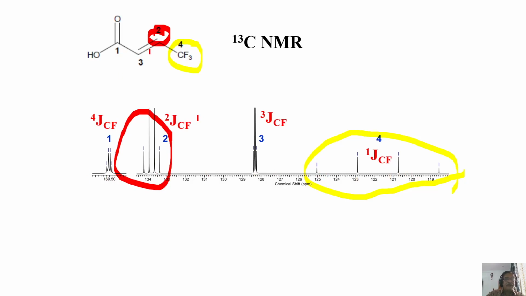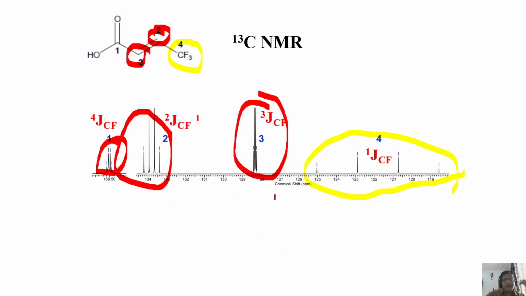What about this one? The next carbon, 3. This is 1, 2, 3 bond coupling. This is much better. And 4 bond carbon coupling is here, this one. Very easily you can identify all the carbons based on their splitting pattern and the coupling strengths.